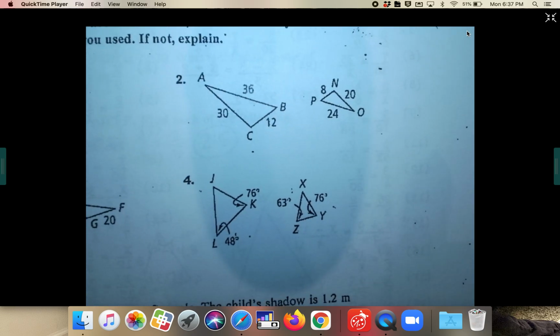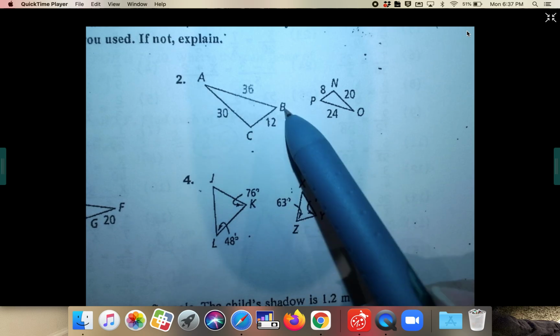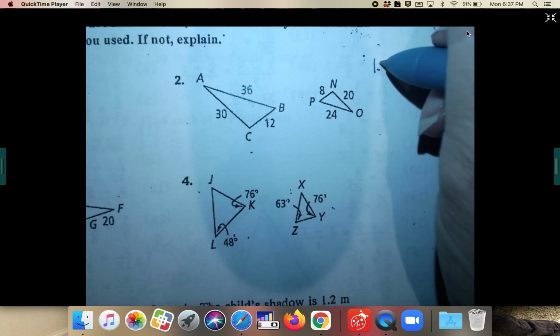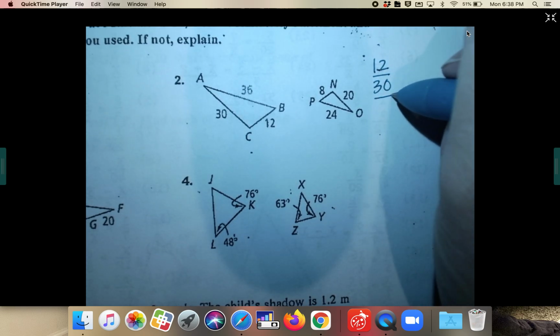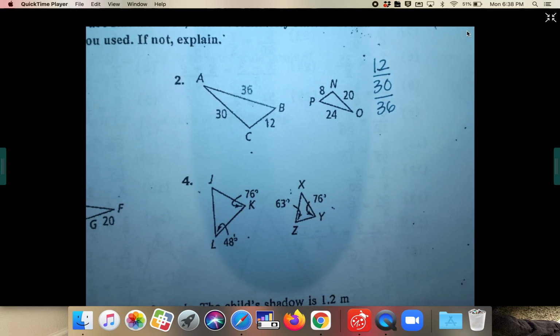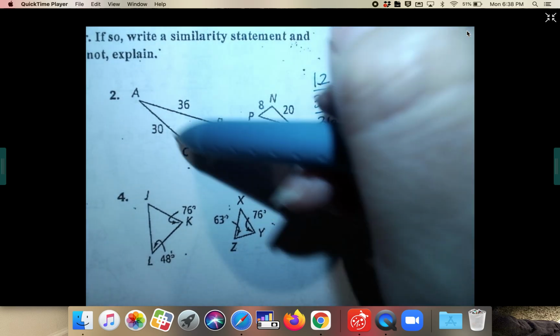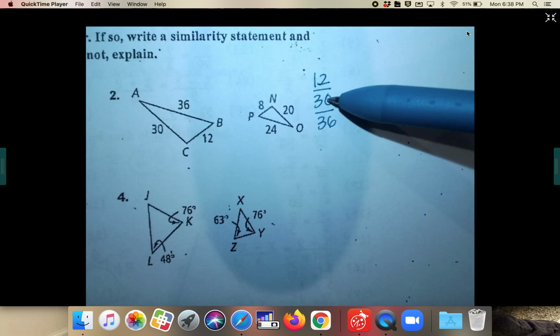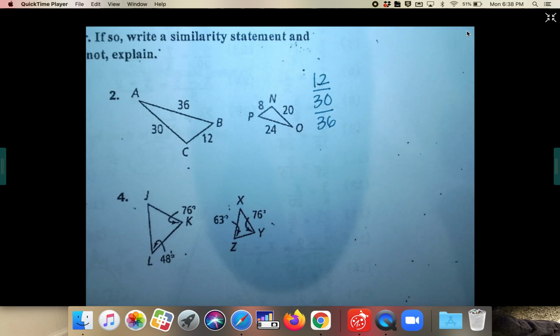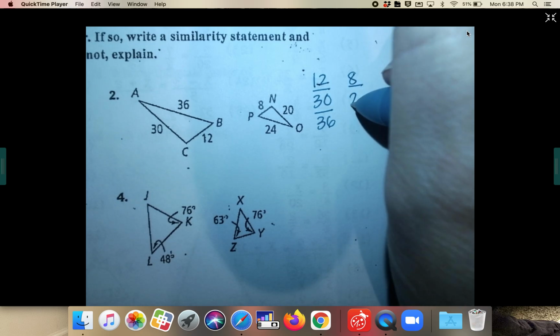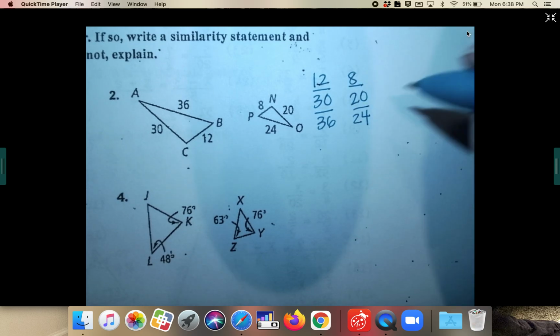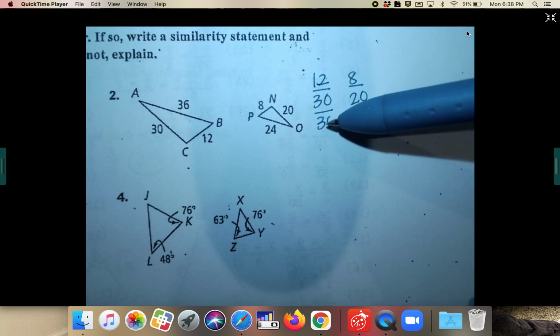All right, number 2: 12 to 30 to 36. I'm going to write those all down. Are those on the same scale factor as, I went in size smallest to biggest, 8, 20, and 24? So I would start by maybe simplifying these.